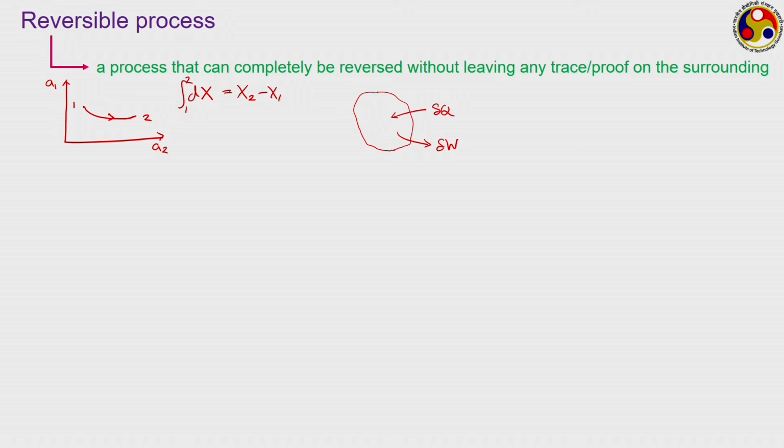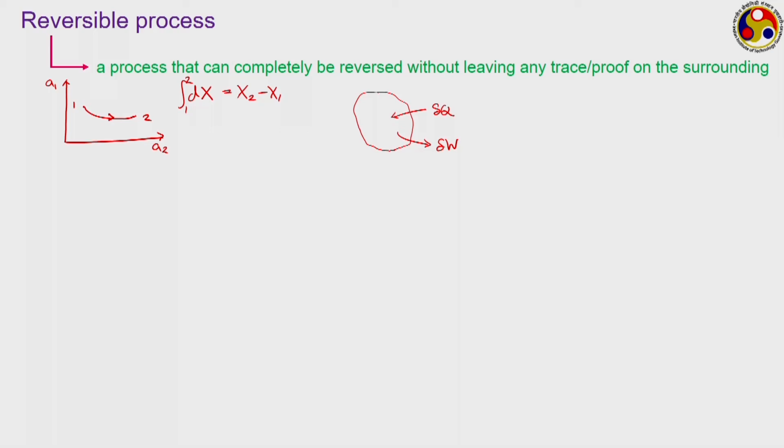Now if this process 1 to 2 is a reversible one, then we can reverse its direction, thereby moving from this so called final state back to the initial state without leaving any mark on the surrounding. That means here we are talking about, while the points remain the same, 1 to 2, we shall be following exactly the same path, but now the direction will be opposite, going back from 2 to 1.